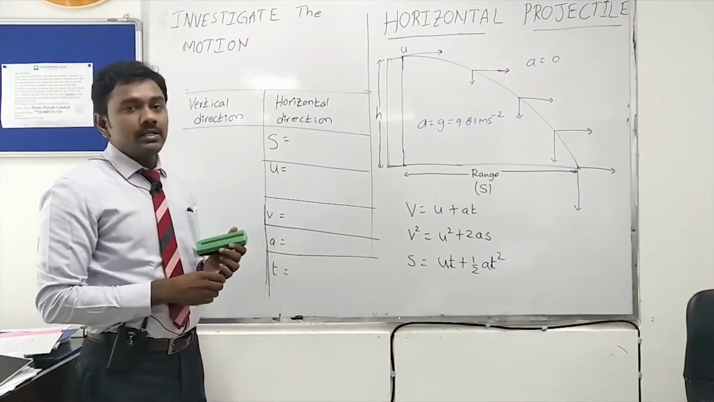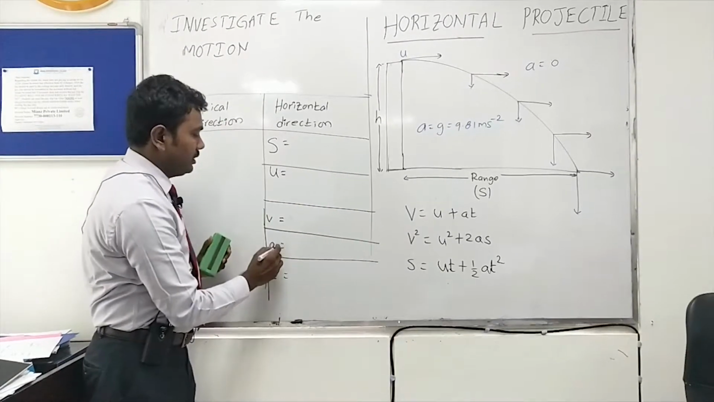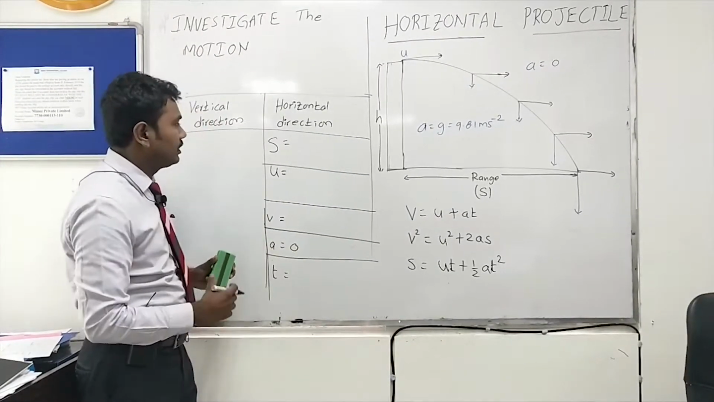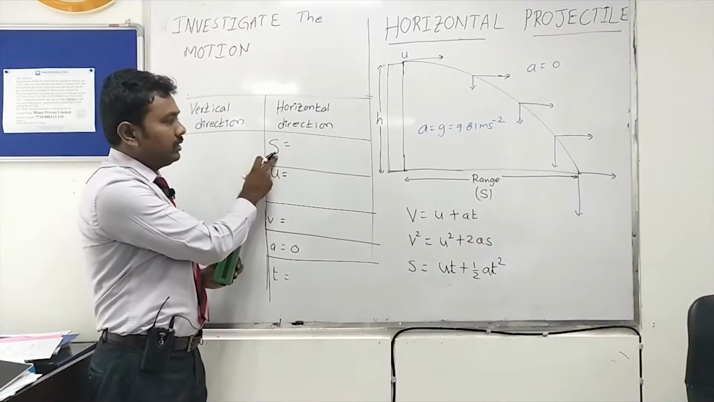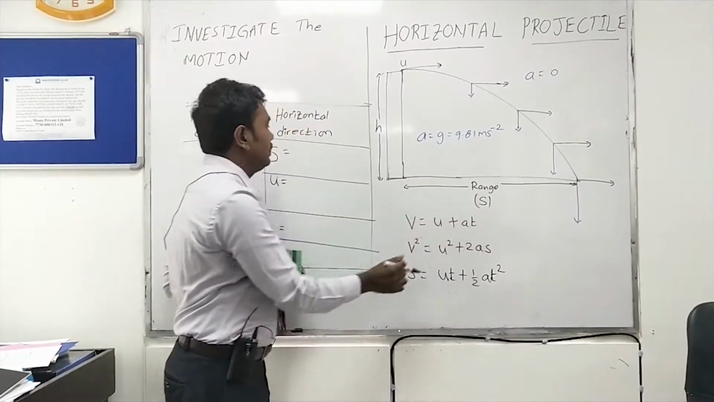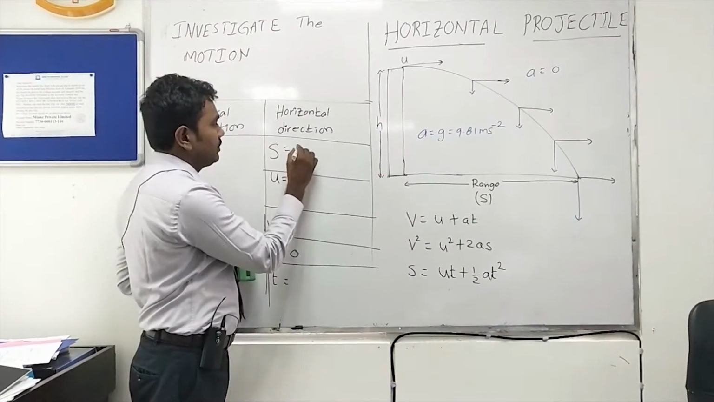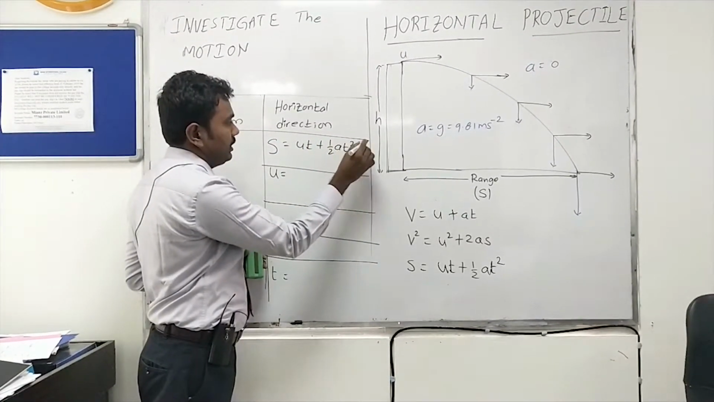Since the acceleration is 0, I can write that here in the SUVAT equations. A is becoming 0 here. Now, since A is 0, I can derive the equation for the horizontal displacement, nothing but the range of the projectile, that is s equals ut plus half at squared.